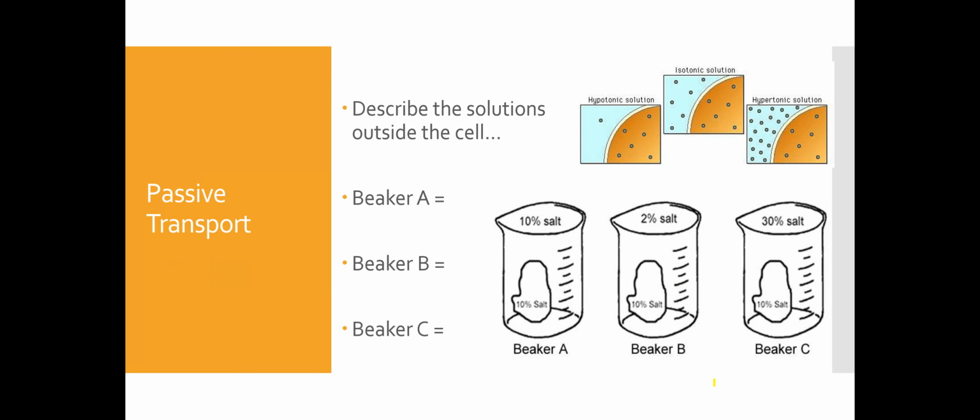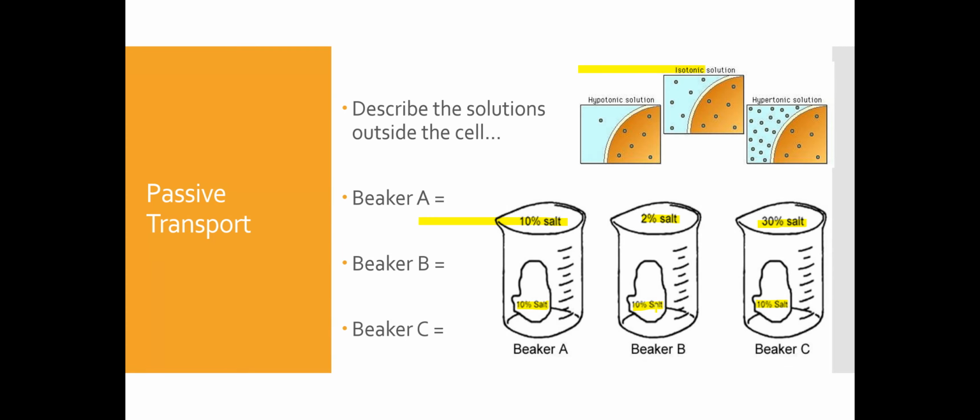So just kind of a little bit of practice here. You don't really have anything in your notes that you need to do, but let's just take a look at these three examples. It says describe the solutions outside of the cell. So these are my cells, these little bag-looking structures. So each cell has a concentration of 10% salt, okay, that means 90% water. And so these represent the solutions that are outside of the cell, okay. So we have a 10% solution in the cell, and we have a 10% solution outside of the cell. Beaker A would be isotonic, okay.